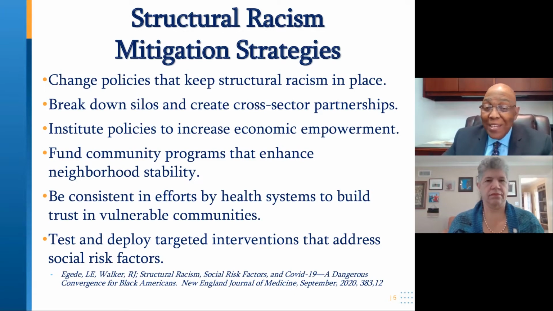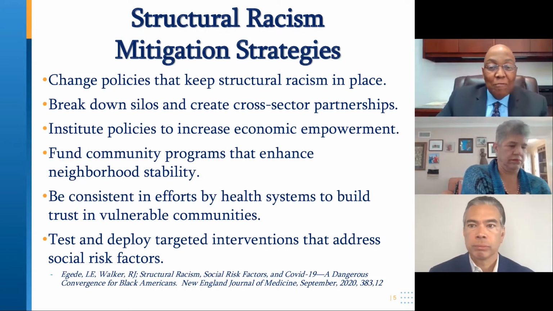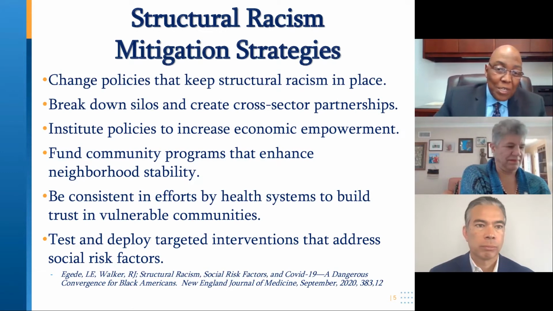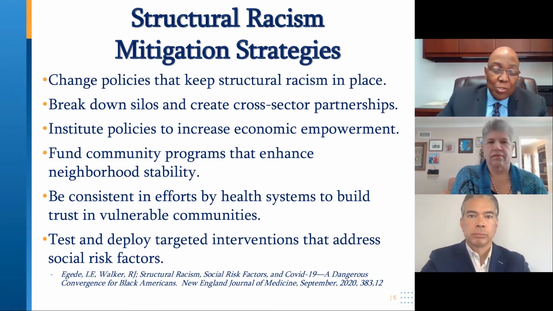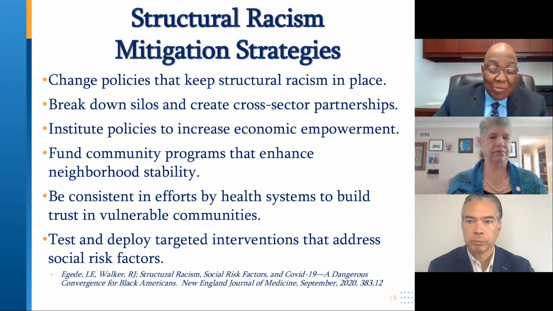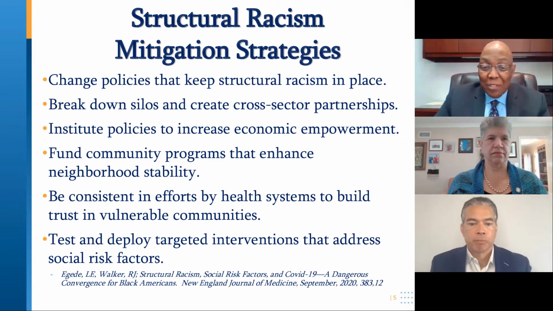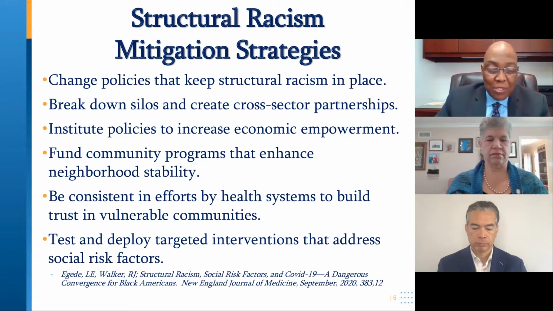Institute policies to increase economic empowerment. Part of the power of structural racism is that it also impacts people who don't have money. The poorer you are, the more vulnerable you are to this. Fund community organizations and programs that enhance neighborhood stability, which is important. Be consistent in efforts by health systems to build trust in vulnerable communities. And we're going to talk about that in terms of trust as we now look at the whole vaccine piece that's going on in this country and how many people, especially in Black communities, have little trust in the whole vaccine piece. Deploy targeted interventions that address social risk factors, which we call the determinants of disease.